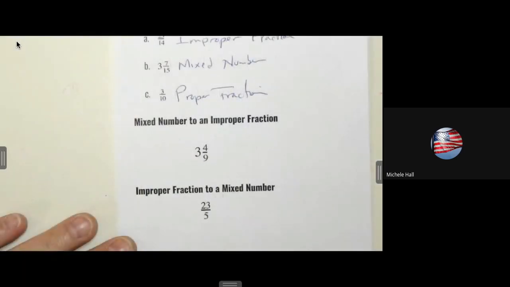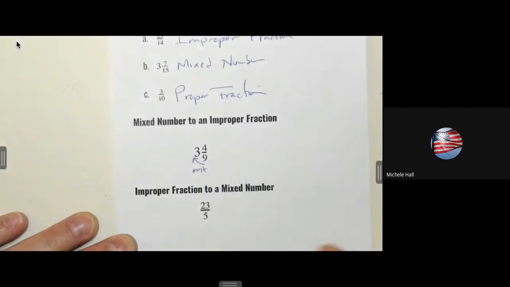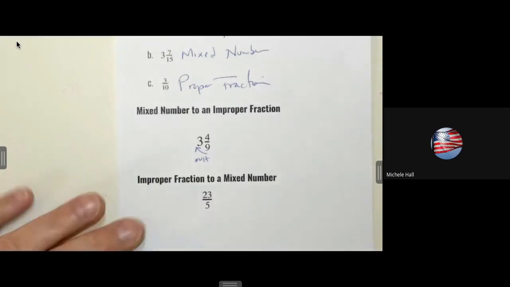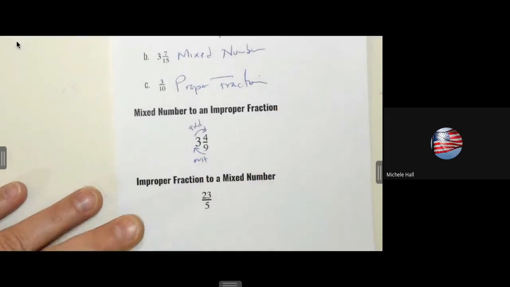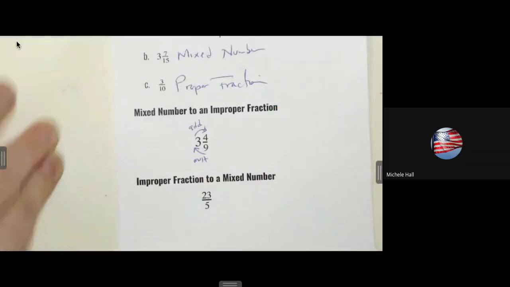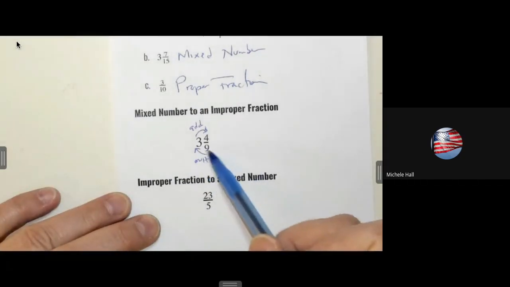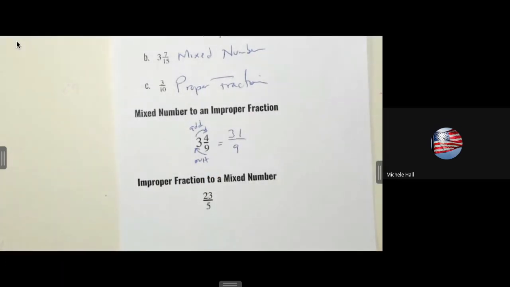All right, how do I change a mixed number to an improper fraction? So go like this. Draw an arrow going from the 9 to the 3, that is multiply. And after I multiply, I'm going to go to the 4 and add that in. So you multiply, and then you add, and you keep the same denominator. 9 times 3 is 27, plus 4 is 31, and then you keep the same denominator, 31 ninths.